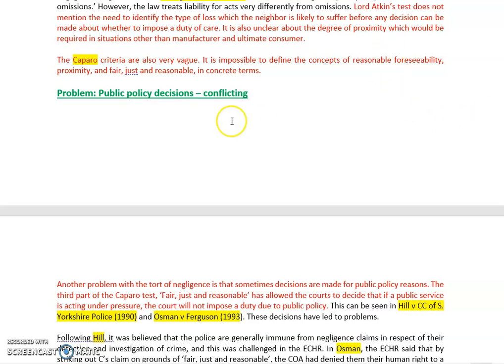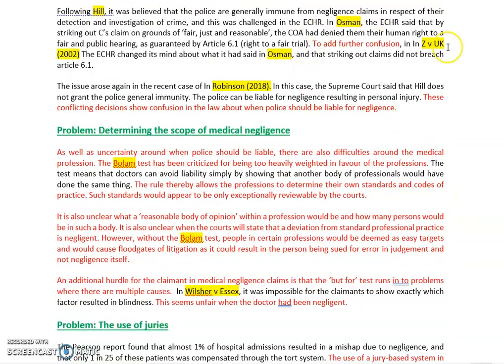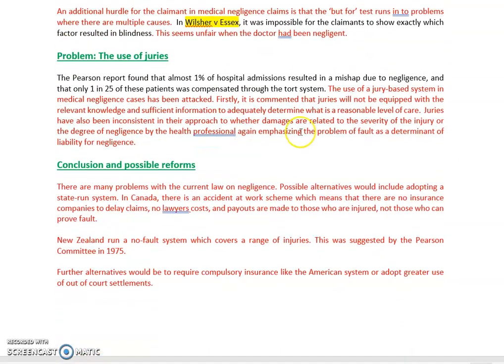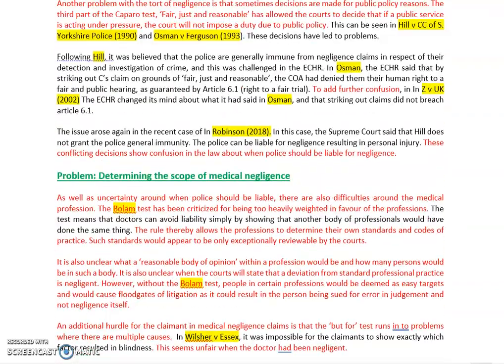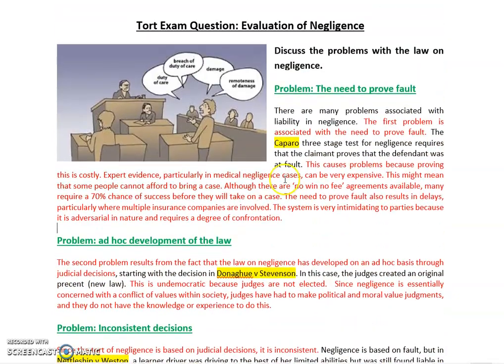We have a lot of conflicting decisions on the public policy leg of the Caparo test, and we'll go through all of these. We have a problem deciding when doctors are going to be liable for medical negligence. We have problems associated with the use of juries in tort law. And at the end here, you can see I've got a conclusion and possible reforms. So that green font, those green headings, could be a nice essay plan for you if you're going to practice writing an essay up on this area.